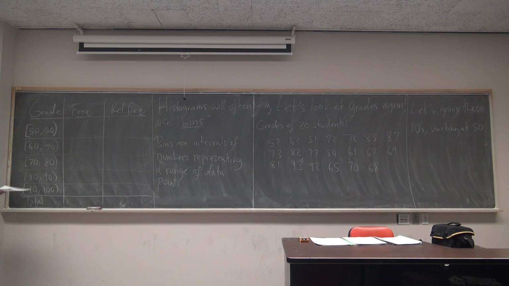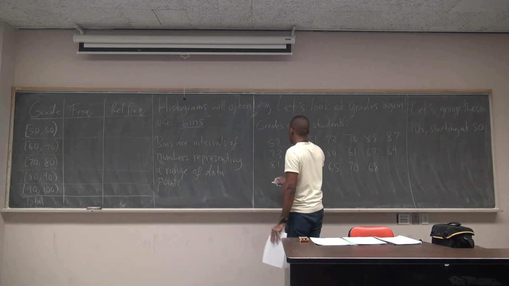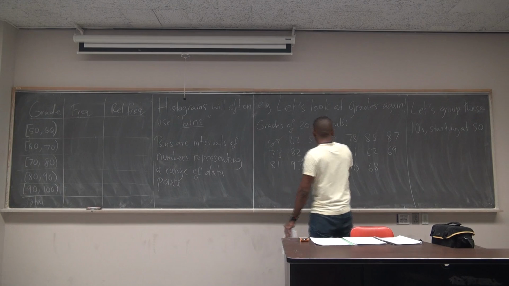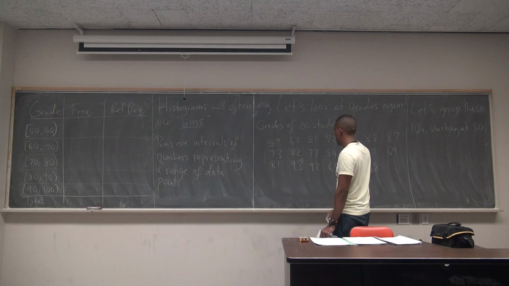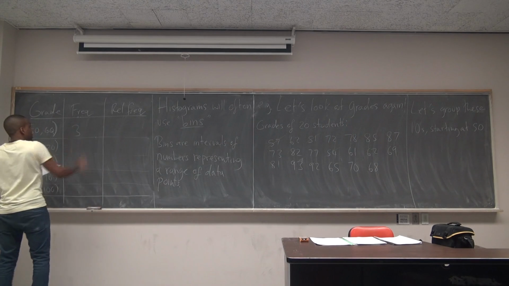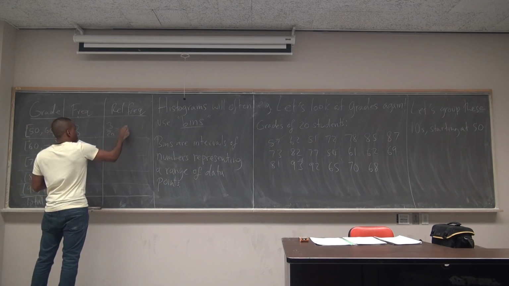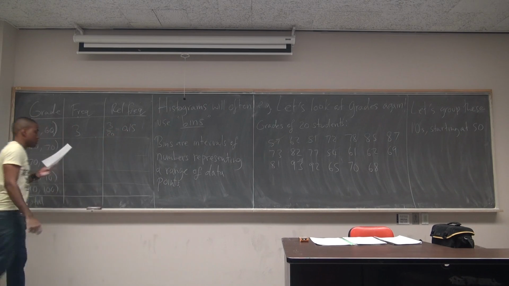So now I'm going to count everything that's greater than or equal to 50, but less than 60. So what do we have? 3, and then it's 4, 1, 2, and then the 54. 3. That's it. I counted 3. 3 over 20, which was 0.15, so that's 15%.